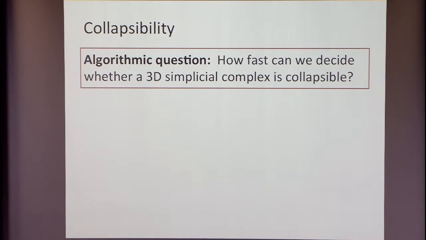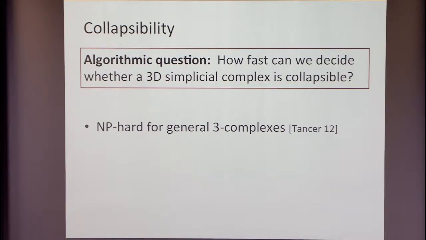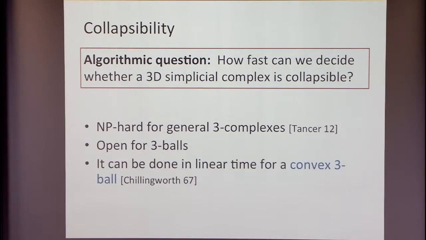Okay. So how do you even decide if it's collapsible, let alone whether a subcomplex, right? Well, it's NP-hard in general for 3-complexes. There's a whole crew of people that worry about this stuff, and they have all kinds of negative results. So the question is, of course, how to get positive results. That seems to be harder. And there's a bunch of NP-hardness results in this way, right? It's open for 3-balls, whether you can decide, okay?